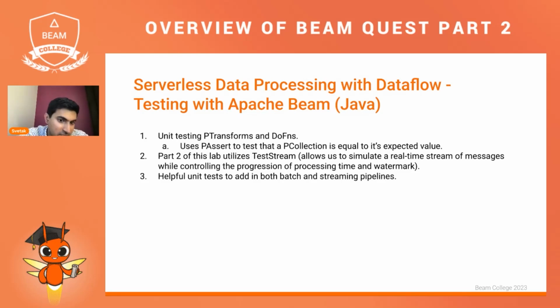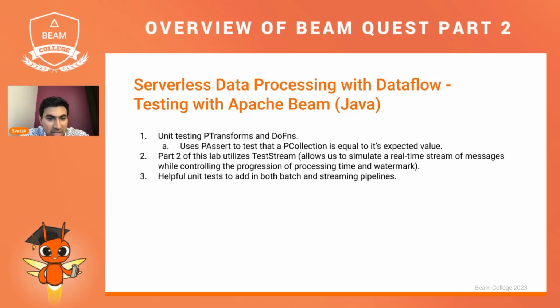So for example, for unit testing, we have this type called p-assert, and that can test that a p-collection is actually equal to its expected value. Similar to how in Java and Python you can assert equals or things of that nature, you can actually check on a p-collection here.